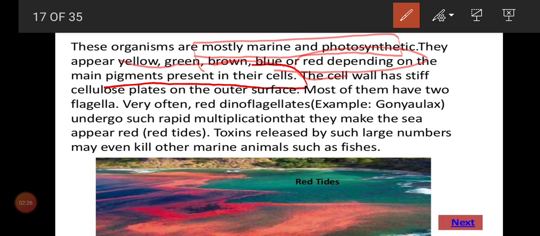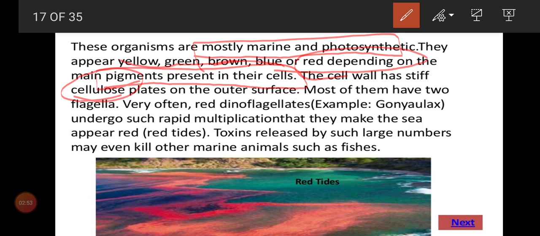As I told in chrysophytes, based on pigments we can call it phycocyanin, phycoerythrin, like that. Based on the presence of different pigments, we can see different kinds of algae. And here the cell wall is not made up of silica, the cell wall is made up of cellulose.